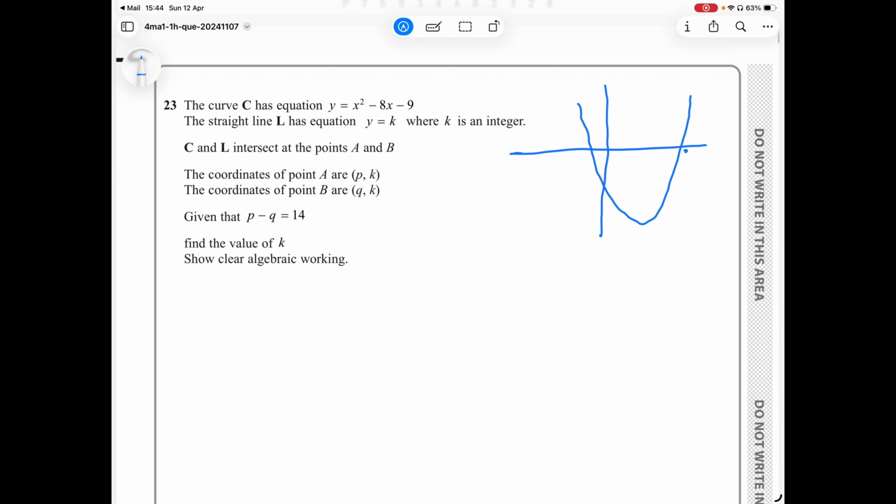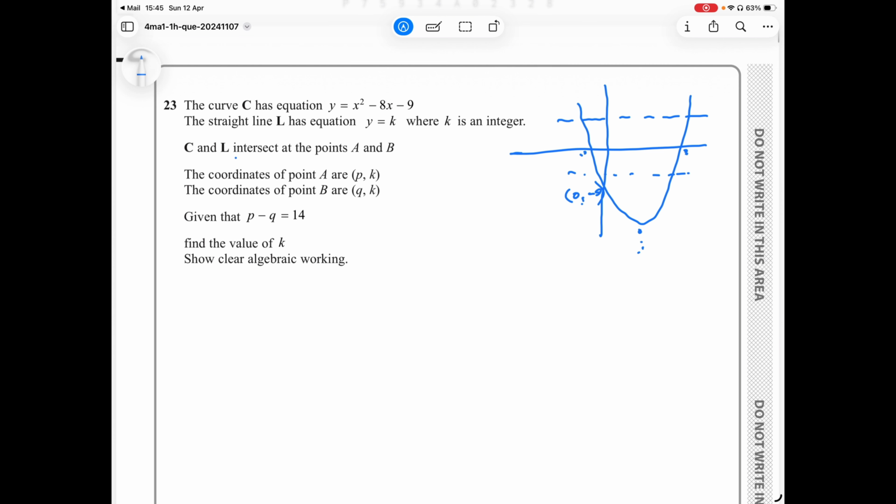So I need to find out where that point is, and I know where that point is. It's minus 9. Now, once I've done that, I then have to find where k goes through. It could go through there, it could go through there. So I'm going to work out what that point is, what that point is, and then I'm going to use some symmetry.